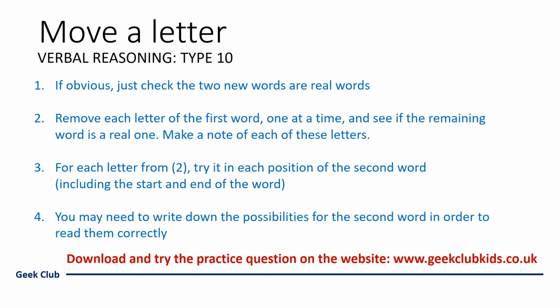So that's it for this question type. If you see this type of question, if the answer is immediately obvious, then do just write down the two new words. Just check they're real words. Otherwise, be systematic. Remove each letter from the first word one at a time to see if the word that is left over is in fact a real word. And then make a note of those letters that you can remove. And then try inserting each of those letters into every position of the second word. And remember, you can put the new letter at the start or the end of the word. And then when you've got two words, you've got your correct answer.